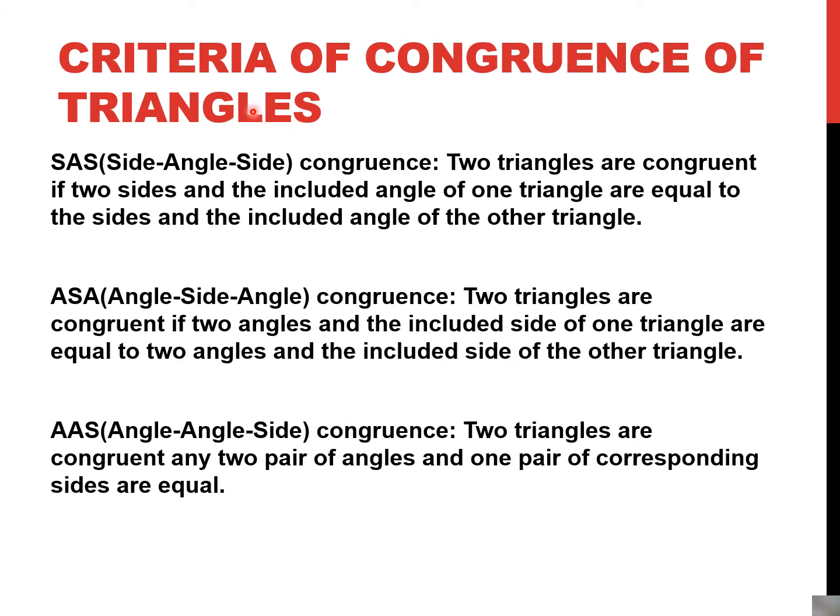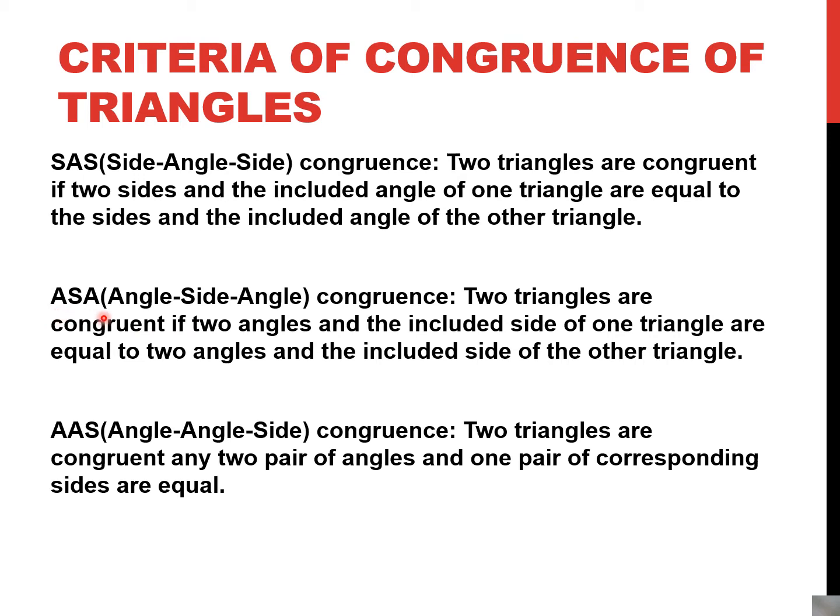Now there are different criteria, different conditions for congruence of triangles. The first one is SAS. It means side, angle, side. So what does it mean? That two triangles are congruent if two sides and the included angle of one triangle are equal to two sides and the included angle of the other triangle. We are going to take them in detail, don't worry. Just now we are just writing down what all criteria we have for congruence of triangles.